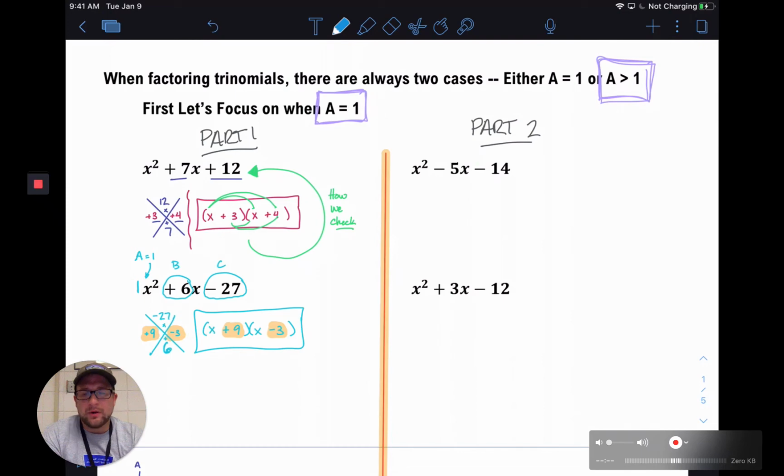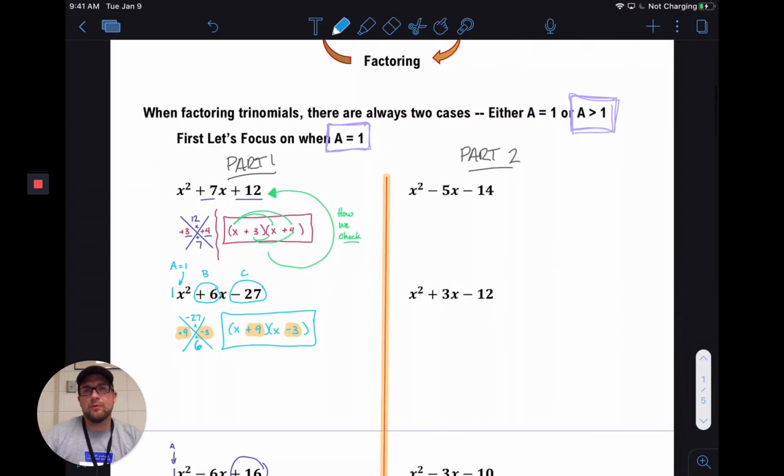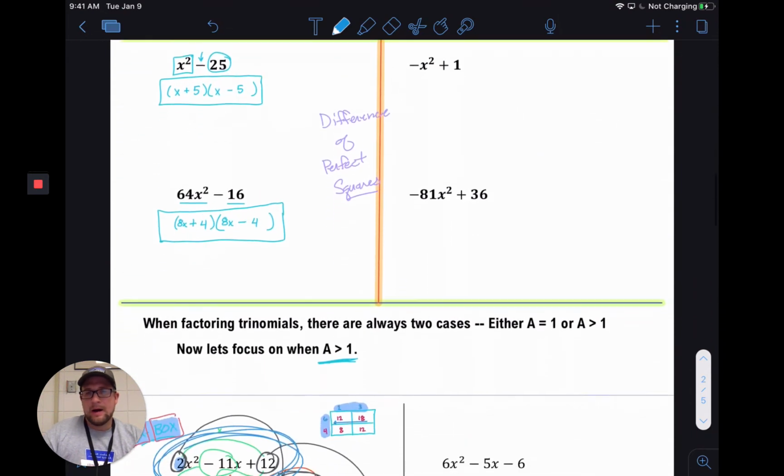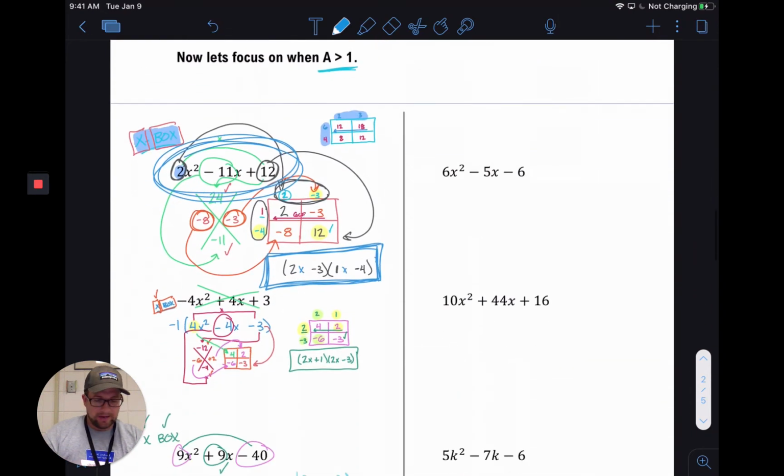Hey everybody, welcome back. In today's video, we're going to talk about part 2 of how to factor. In part 1, we worked through all of these problems in the left-hand column here, and really gave you a lot of information at that point.